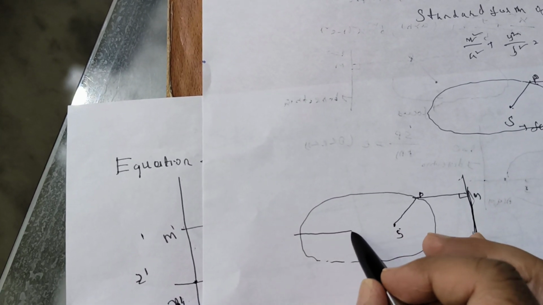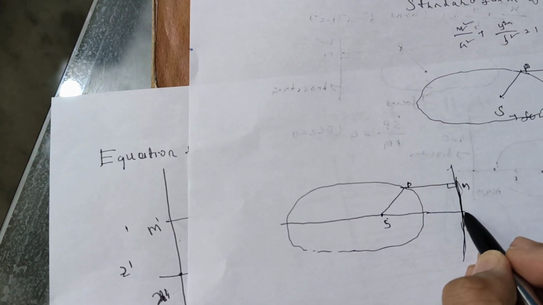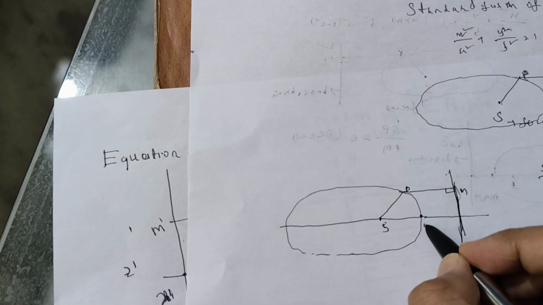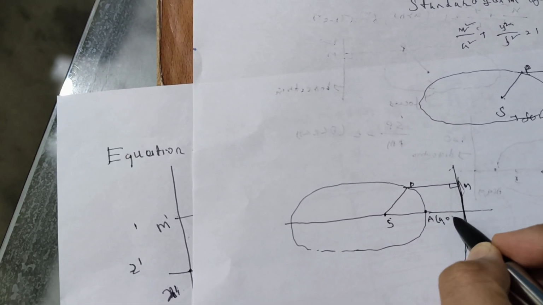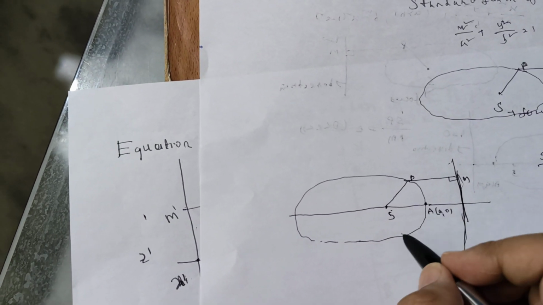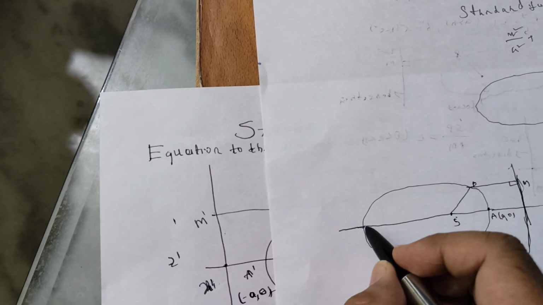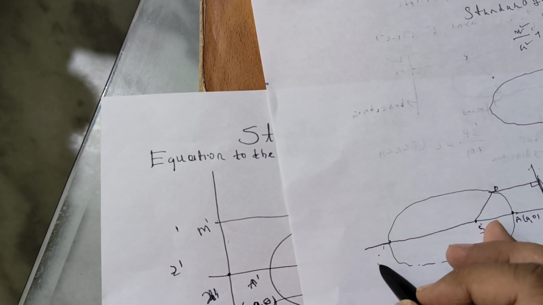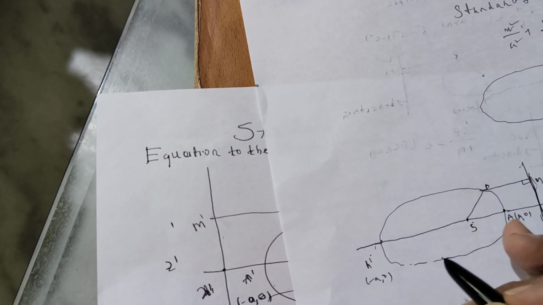When you are trying to draw this kind of structure, first you must know one line which passes through the focus and goes in this way. I'll say this is the point A. That point is A comma 0. Your basic turn starts from this way only. Now there should be another point. I assume this point is A dash, minus A comma 0.